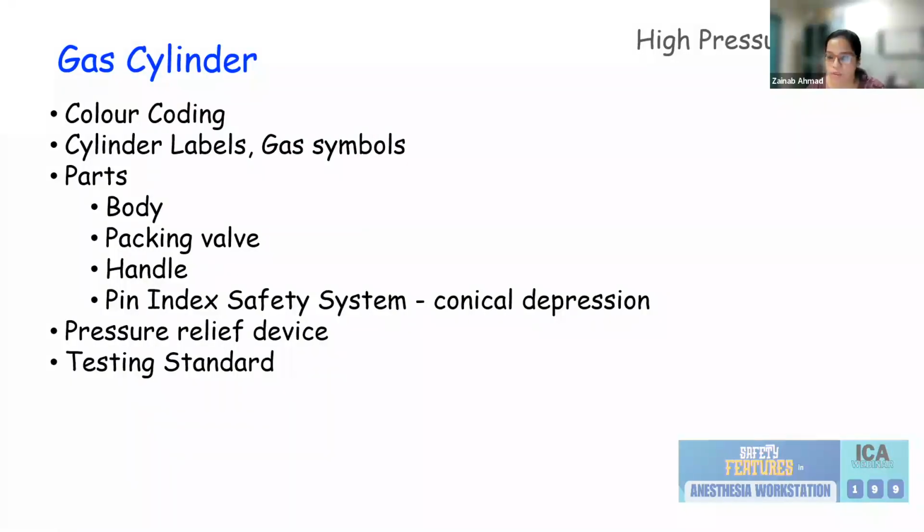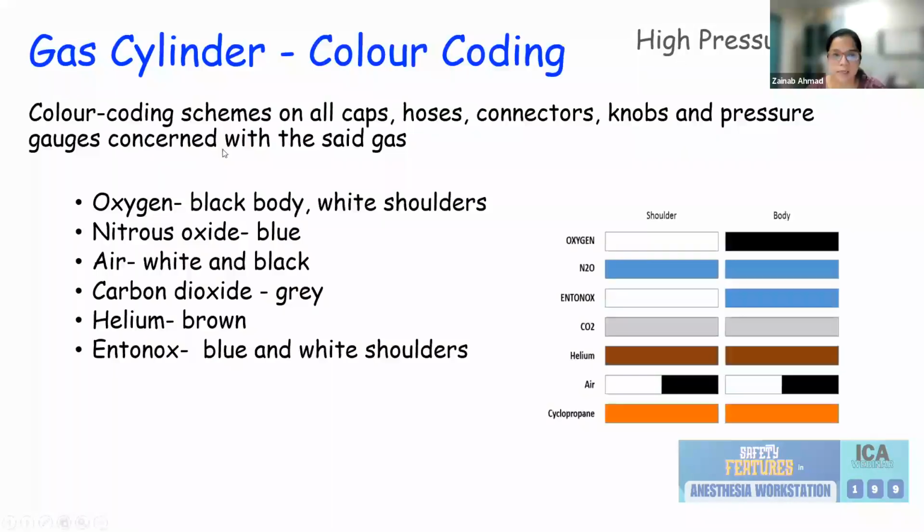But because of all this color coding, cylinder labels, gas symbols, and use of an index safety system, the incidents of cylinder misconnection have gone down. Let us look at these in detail. All the manufacturers of cylinders got together and introduced various safety features. All caps, hoses, connectors, knobs, and pressure gauges connected with the gas and the cylinders are color coded. The main three gases that we should be concerned about are oxygen, nitrous oxide, and air.